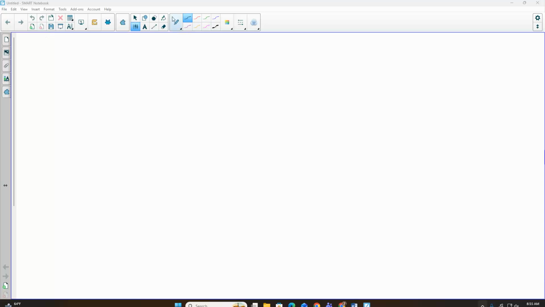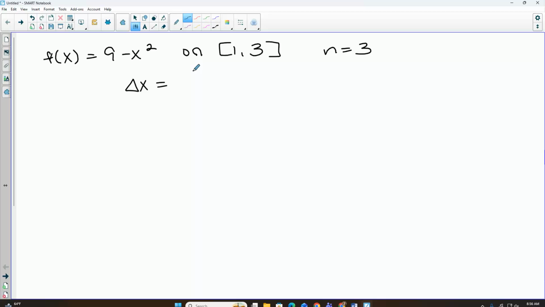We want the over and under approximations, which is very similar to just left and right hand sums. That's really all it is, just labeled differently. So we're doing 3 rectangles. If we find our change in x, we have to do 3 minus 1 over 3, so it's going up by 2/3 each time.